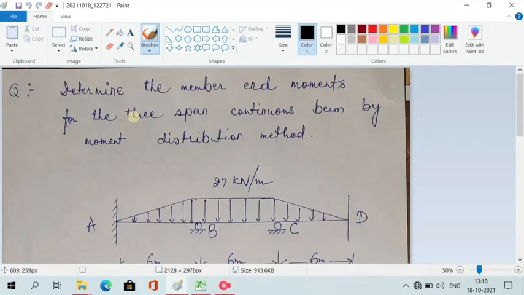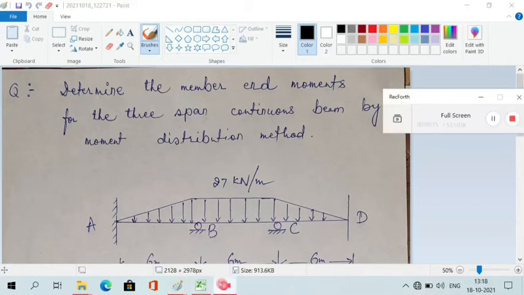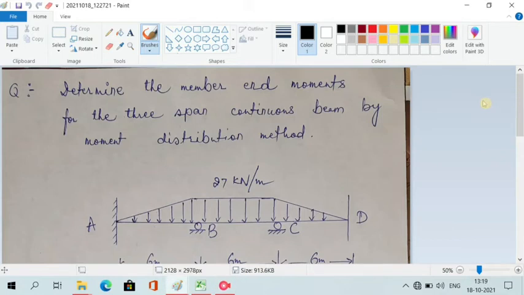Today, in this video, we will solve one simple problem with moment distribution method but using Excel sheet. So let us see the problem. We have to determine the member end moments for the three span continuous beam by moment distribution method. So let us do the necessary calculation first, then we will use Excel sheet to determine final end moments.